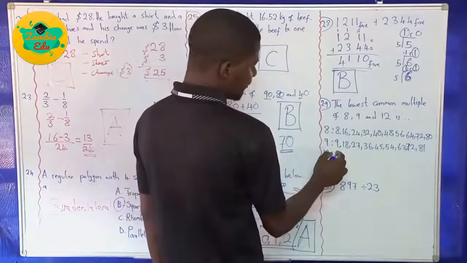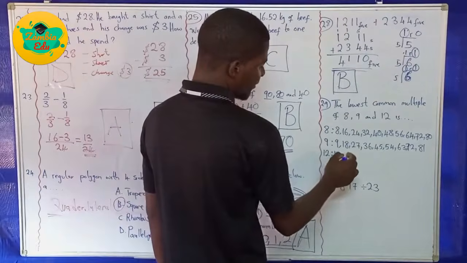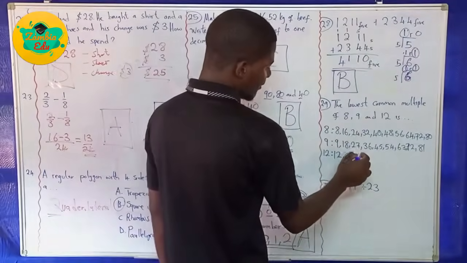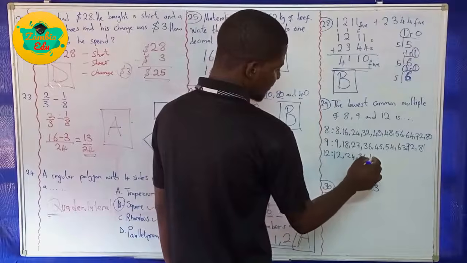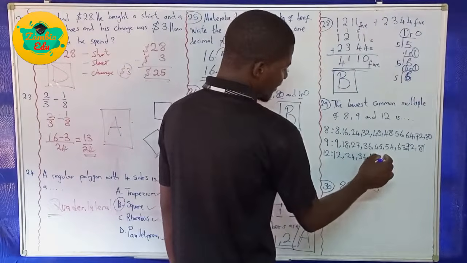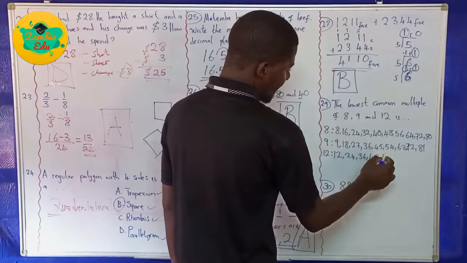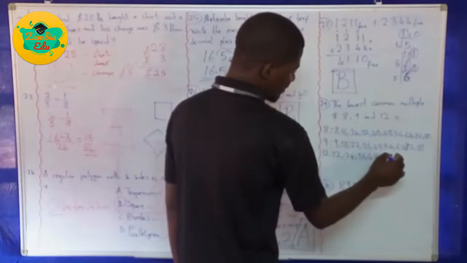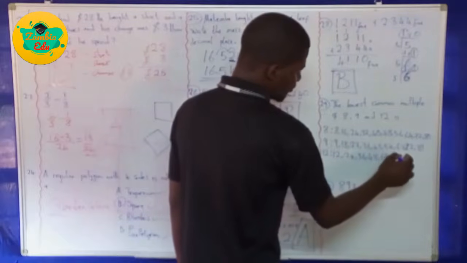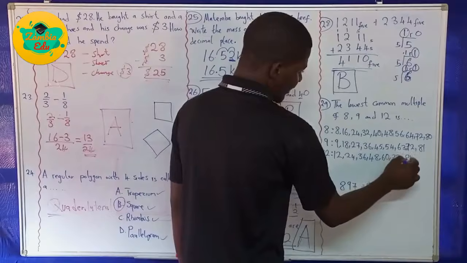And the first multiple of 12 is 12 itself. 24, 36, 48, 60, 72, 84.